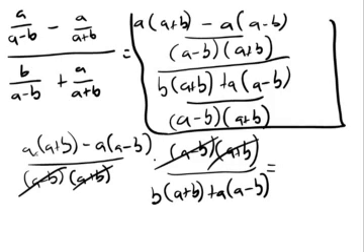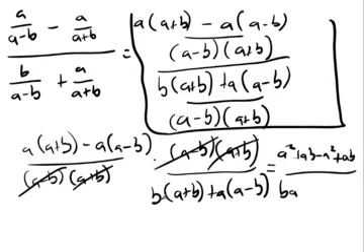Actually, seeing what we have here, a times a will be a squared, a times b will be ab, minus a times a, so minus a squared, minus a times negative b, so minus negative ab. ab minus negative ab would yield plus ab, so 2ab over b times a, which is ba, plus b times b, which is b squared, plus a times a, so that's a squared, minus ab.